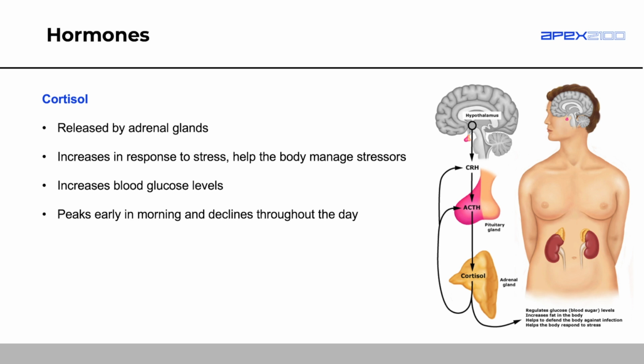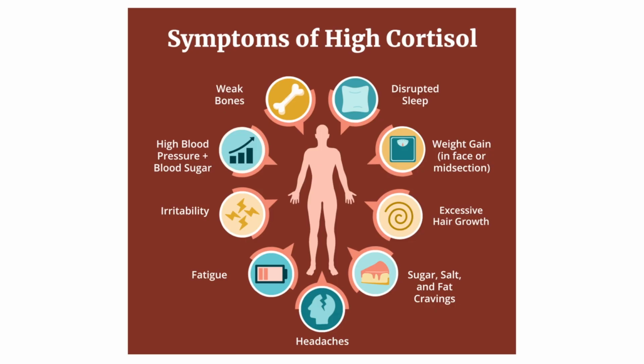Now, the problem with cortisol, where it gets its bad reputation from, is if you have chronic high cortisol. So if your cortisol is just high all the time, that can cause some negative symptoms. So headaches, cravings, excessive hair growth, bad sleep, weak bones, high blood pressure, and so on. But the main one is really weight gain, especially in the face and in the belly. So when we have chronically high cortisol, we've got a lot of glucose in the bloodstream, which is then going to be stored as fat.